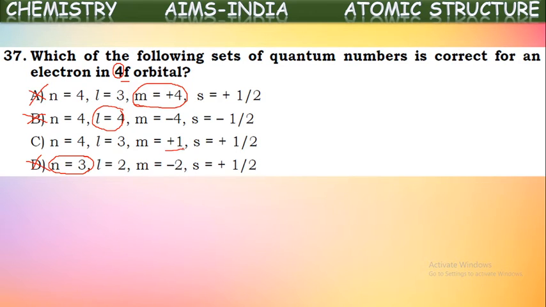So this is possible. And s value may be either plus half or minus half. They shown here plus half, this may exist. So the correct set of quantum numbers for the electron present in the 4f orbital is this. Remaining three are incorrect. Okay, next question.